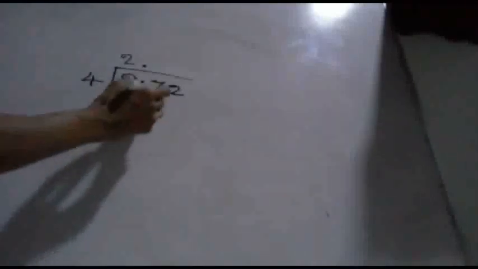8.72. 8.72 is divided by 4. We put the decimal point on this decimal point. 8 is divided by 4, 2. 4 times 2 is equal to 8. 8 is subtracted from 8. Answer is 0. We write 7 here.